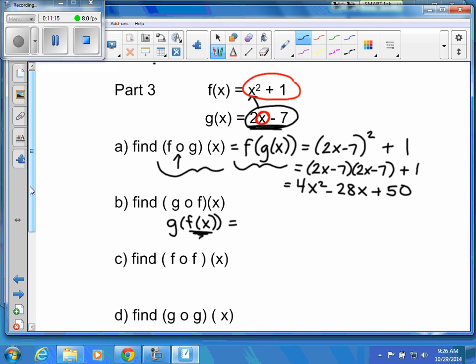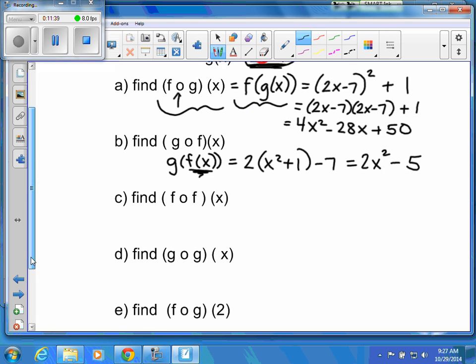So this is what it looks like. 2 parentheses, in place of x, I'm going to put x squared plus 1, minus 7. Now I'm just going to simplify this, do the distributive property. I'm going to get 2x squared plus 2 minus 7, which is 2x squared minus 5. Final answer.